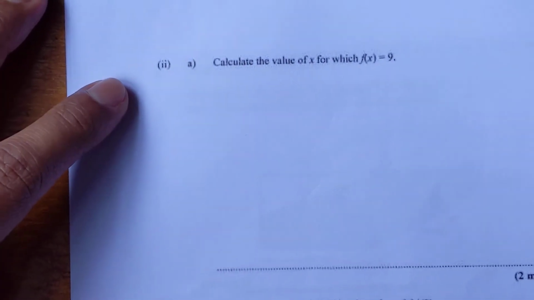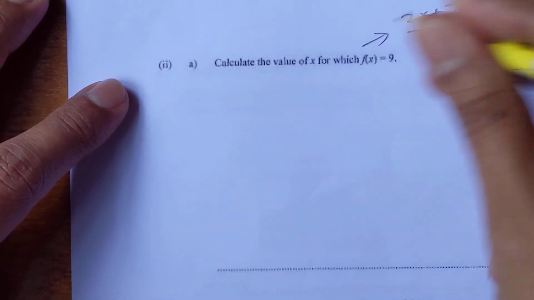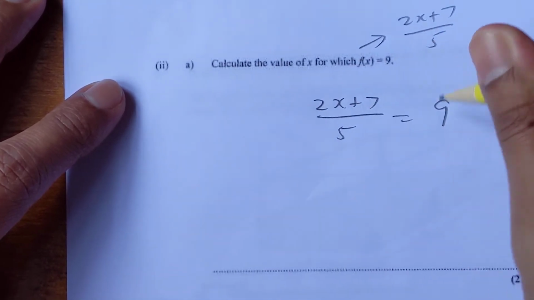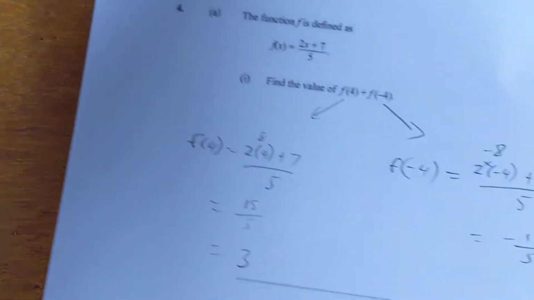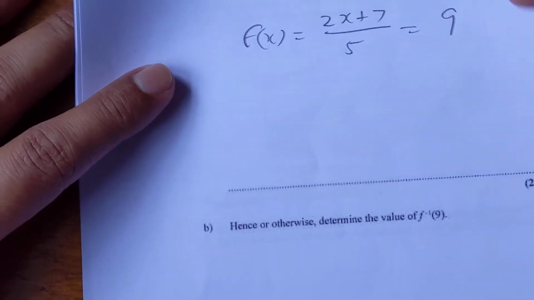So here now they want the value of x for which f(x) equals 9. So we just find out f(x) was (2x + 7) over 5. And now they tell me this is equal to 9. So I really have (2x + 7) over 5 is equal to 9, because that's what f(x) is. That's what they just tell me. And now they tell me that it's equal to 9. So they want me to solve it.